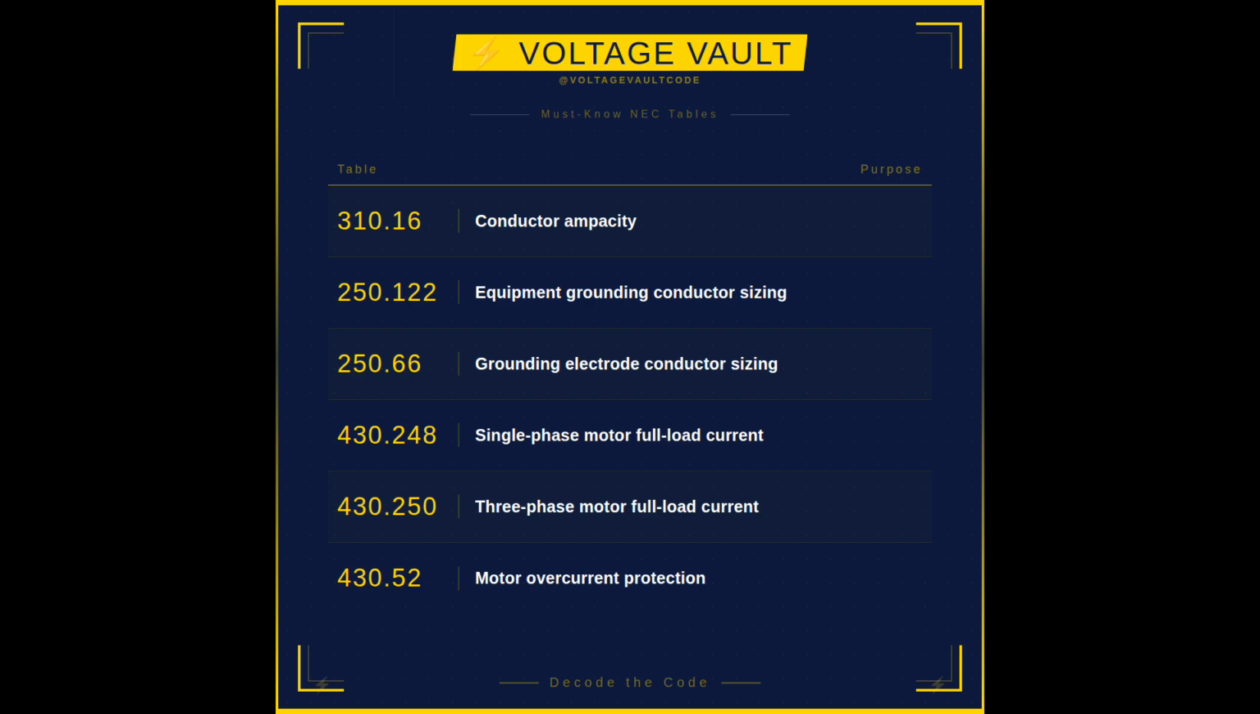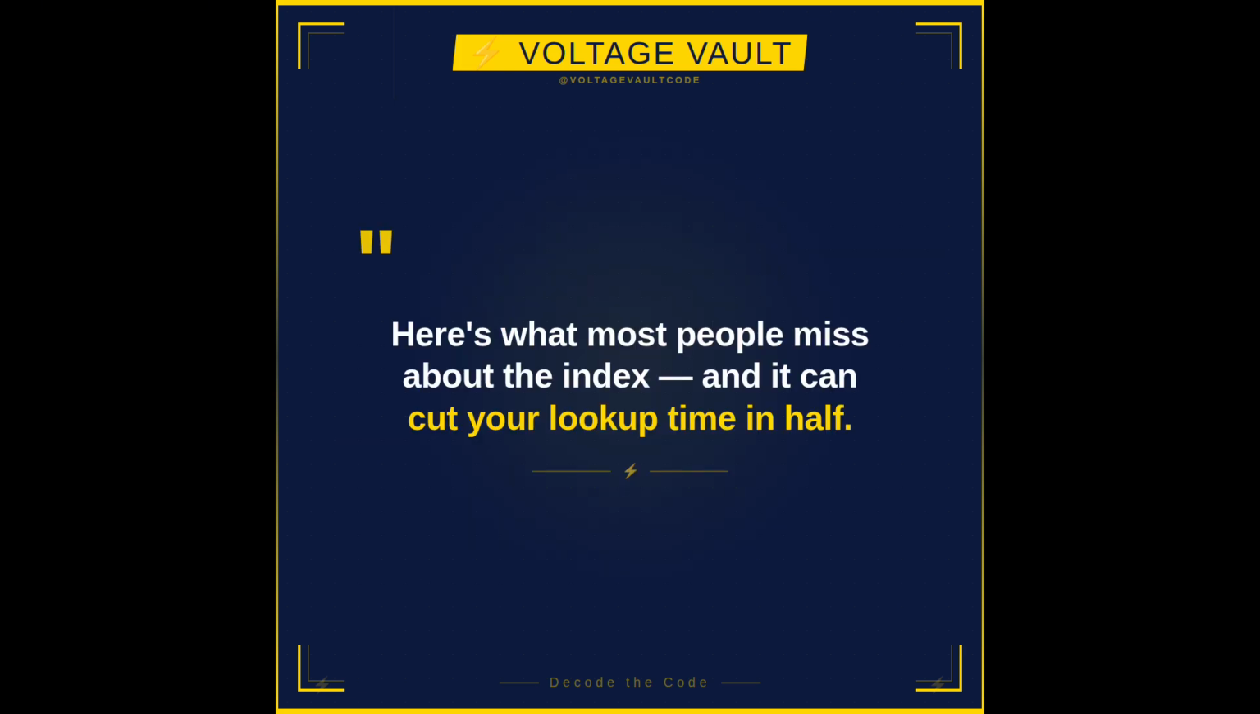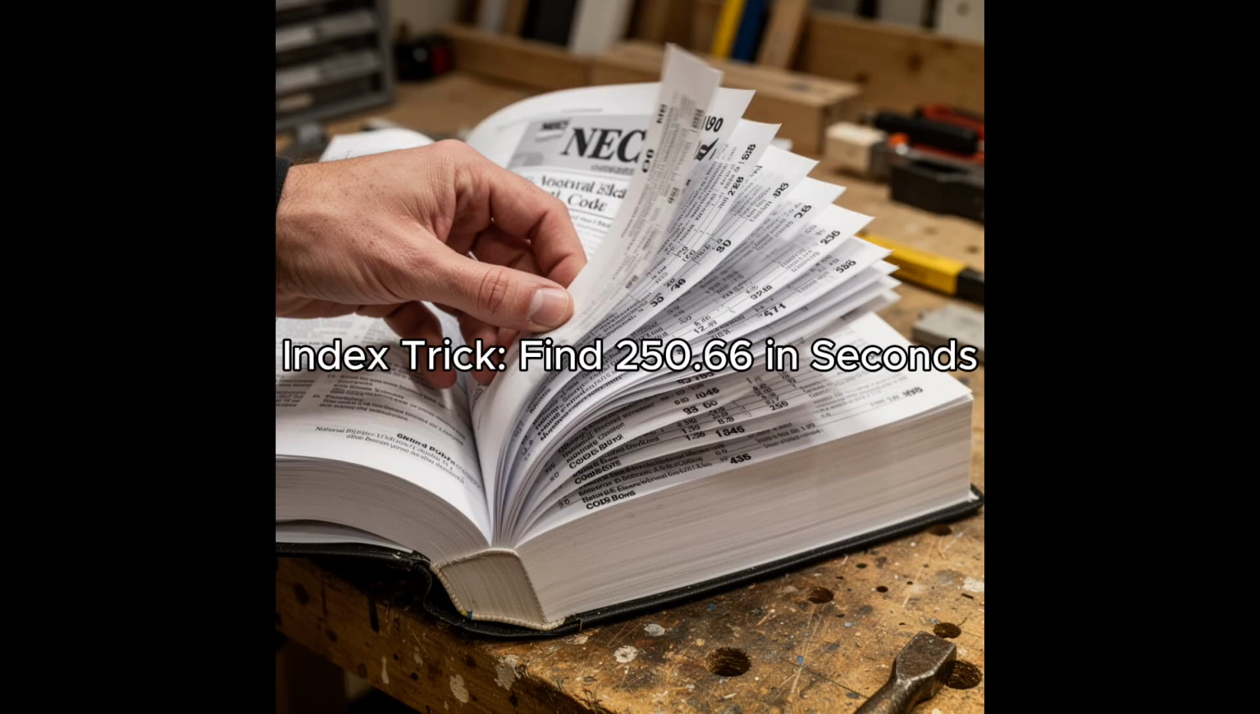If you don't know the article number, use the NEC index. The index is one of the fastest ways to locate code sections. For example, search grounding, electrode, conductor. You'll see several subentries. Look for the size subentry, which directs you to Section 250.66. Learning how to read the index properly can reduce search time dramatically.